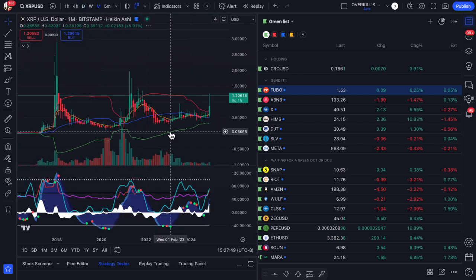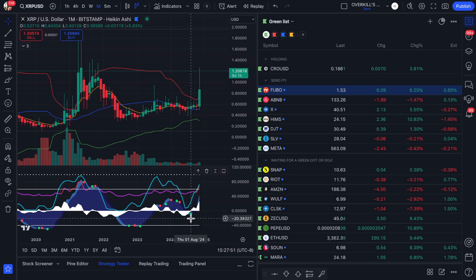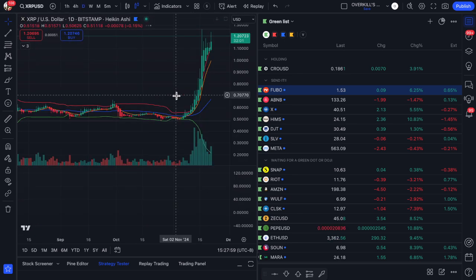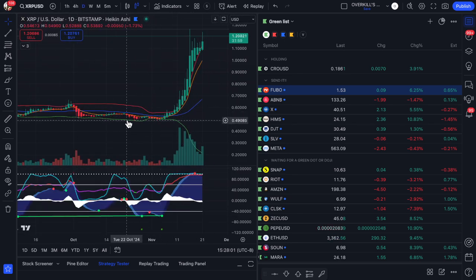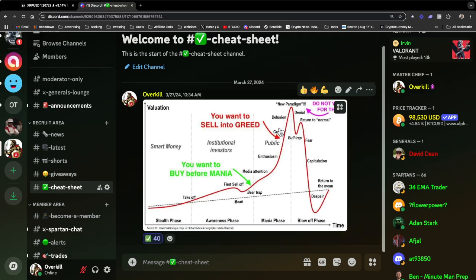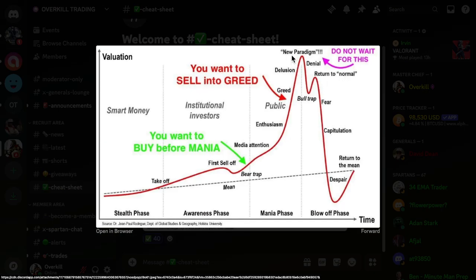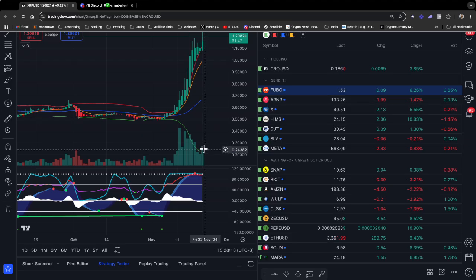Once you have the monthly confirmation, just like we got right here in August on XRP, this was 3 months ago, okay? This is when you wanted to be buying. Like I said, we were calling out XRP in this area, at 50 cents. Nobody cared. Okay, now everybody cares. It's the same thing over and over again.